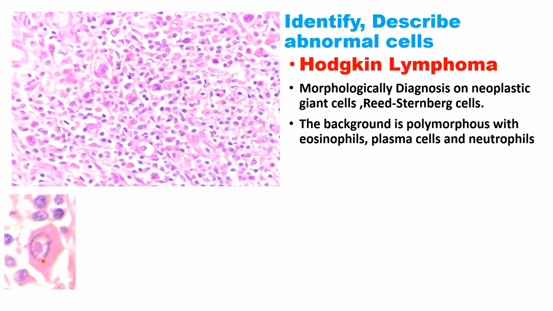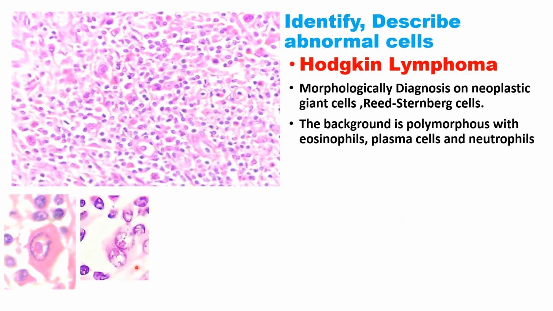In addition, there is moderate to abundant eosinophilic or acidophilic cytoplasm, and in many cases you find pericellular halo, which are known as lacunar cell. So Reed-Sternberg cell description is important. This is mononuclear Reed-Sternberg cell.